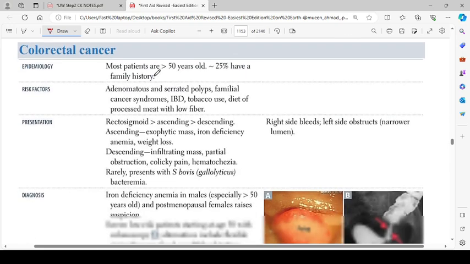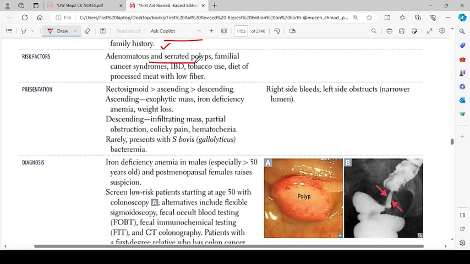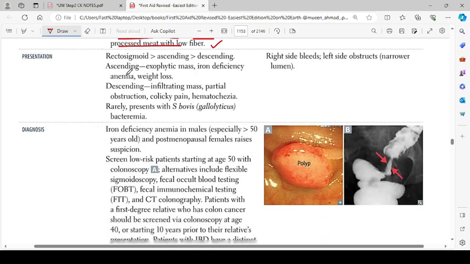So colorectal cancer. The epidemiology: most patients are more than 50 years of age. About 25% have a family history as well. The risk factors include adenomatous and serrated polyps, familial cancer syndrome, inflammatory bowel disease, tobacco use, diet of processed meat with low fiber. The presentation: rectosigmoid, then ascending and descending colon. Ascending colon, there is an exophytic mass, iron deficiency anemia, and weight loss. In the descending colon, there will be an infiltrating mass, partial obstruction, colicky pain, and hematochezia.